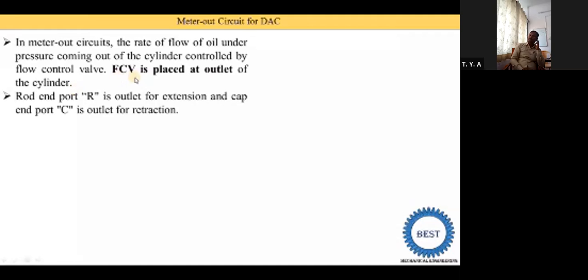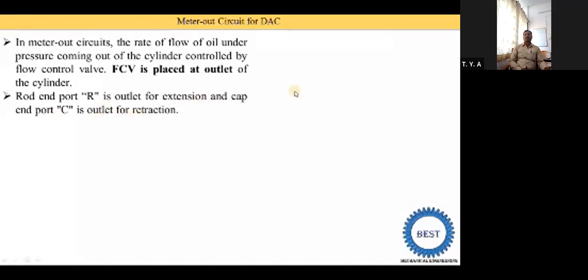So we know that a double acting cylinder has two ports, one is the rod end port R and another is the cap end port C. Which side we provide the flow control valve depends on the stroke, and there are two types of stroke, the extension stroke and the retraction stroke. The rod end port R is the outlet for extension. During extension the piston moves from left to right, so the left side is the inlet and the right side is the outlet. It means the cap end port is the inlet and the rod end port is the outlet for the extension stroke, and the cap end port C is the outlet for retraction.